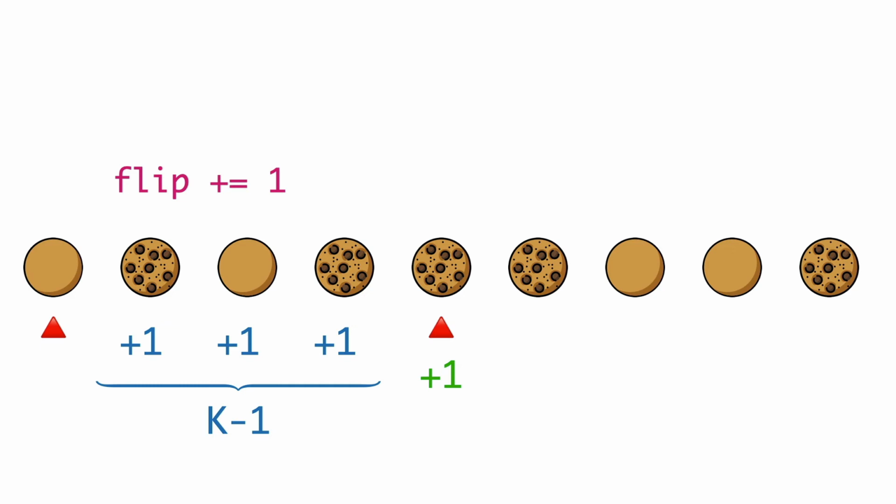Of course, you might say, look, this flip is obsolete not only for the k+1th cookie from the current location, but for all the ones after that as well.